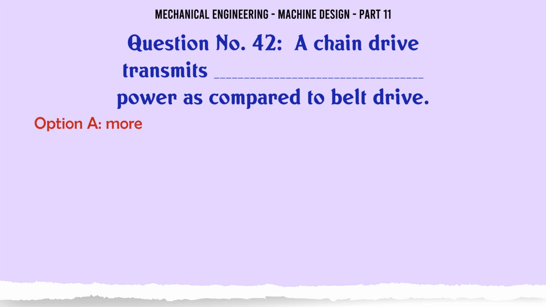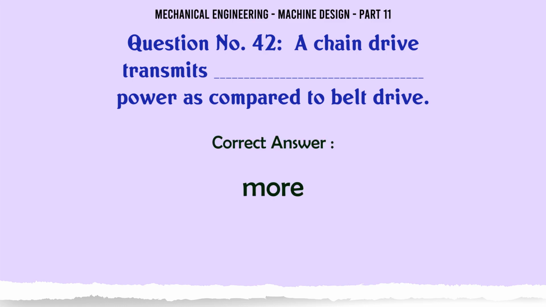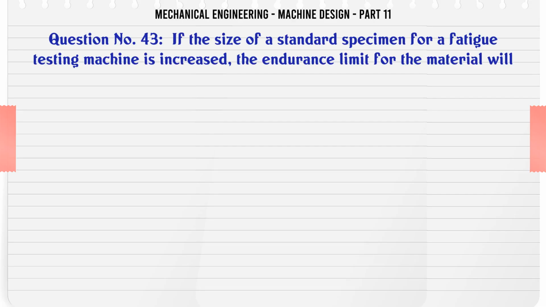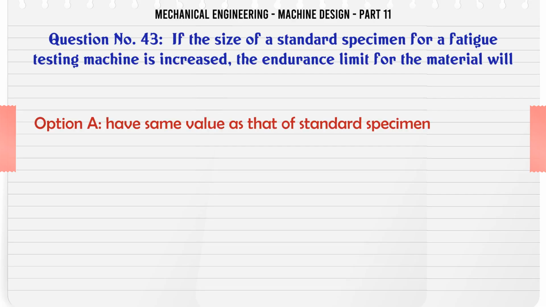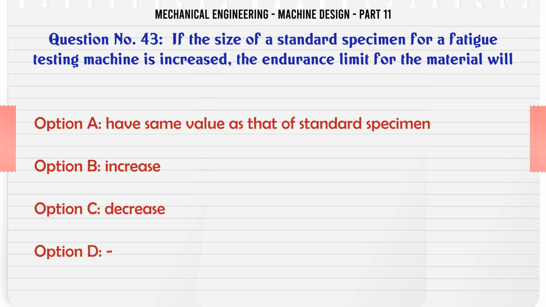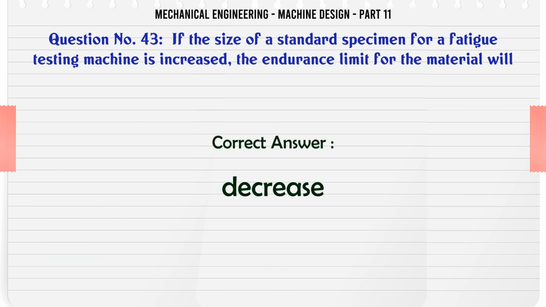A chain drive transmits power as compared to belt drive. A. more, B. less. The correct answer is more. If the size of a standard specimen for a fatigue testing machine is increased, the endurance limit for the material will A. have same value as that of standard specimen, B. increase, C. decrease. The correct answer is decrease.